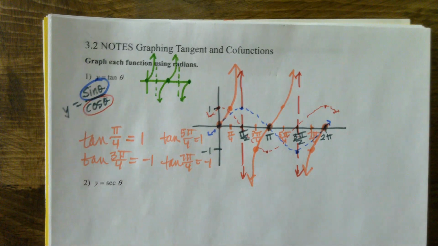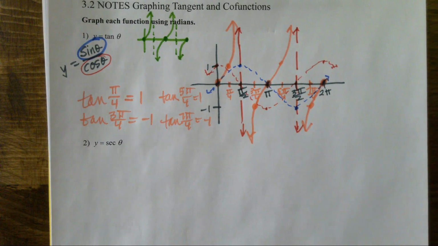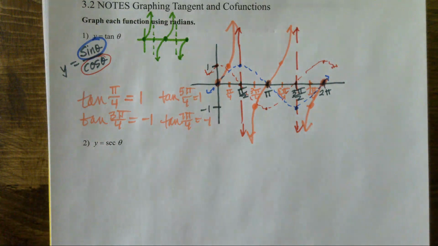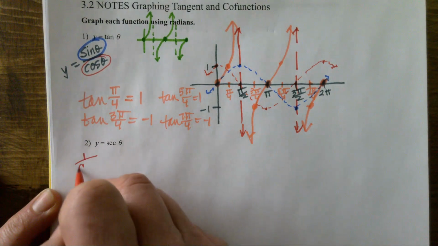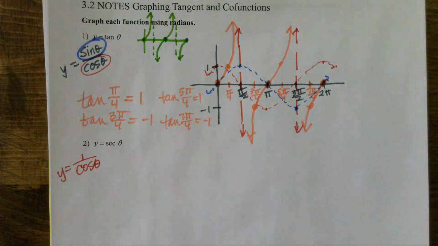Secant is our next guy. Now I chose secant to be the second graph because secant also has a denominator of cosine. Because remember, secant is 1 over the cosine. It just doesn't have a numerator. It's the reciprocal of the cosine. And when the cosine is 0, just like in the tangent, when the cosine is 0, the secant is undefined. And our secant graph looks like this.